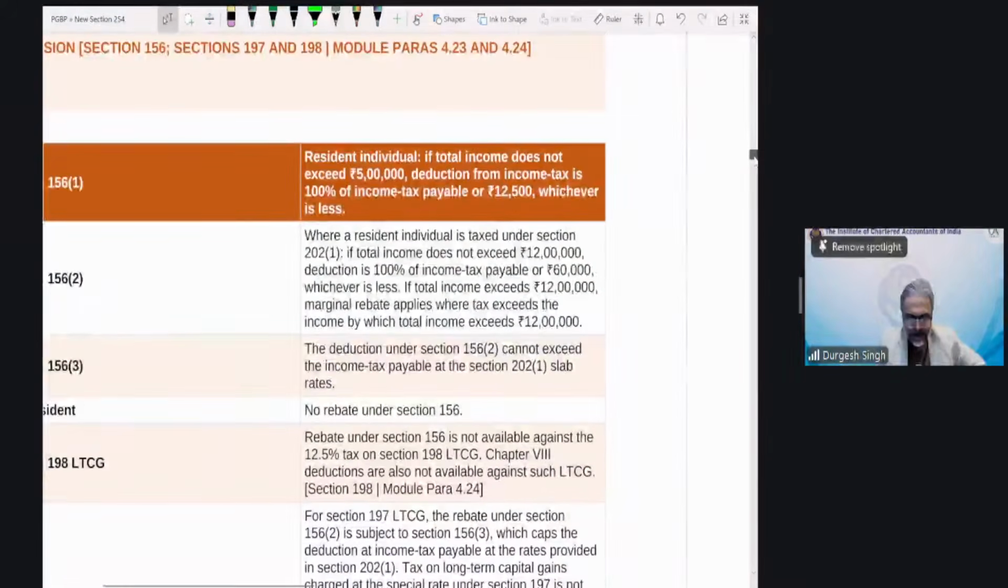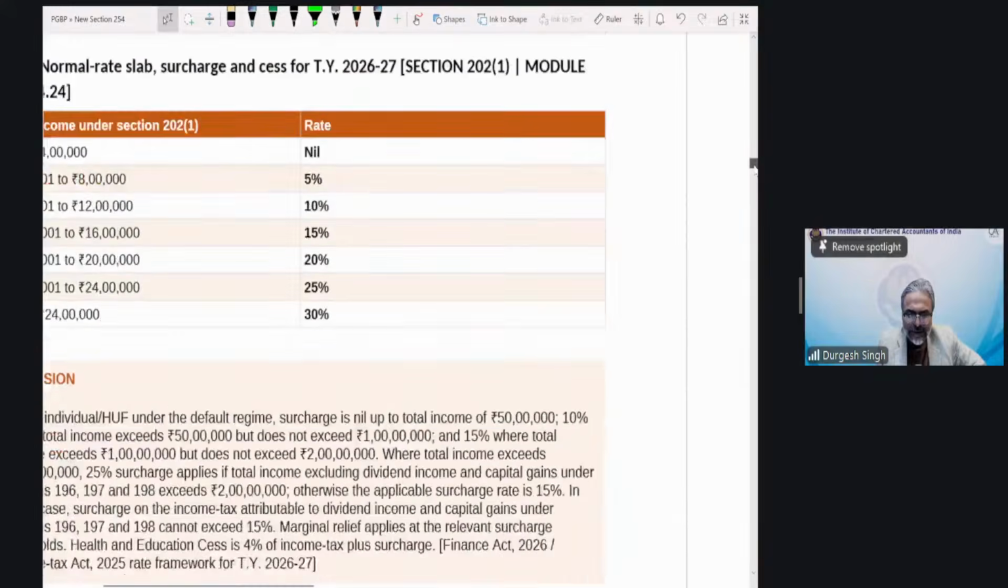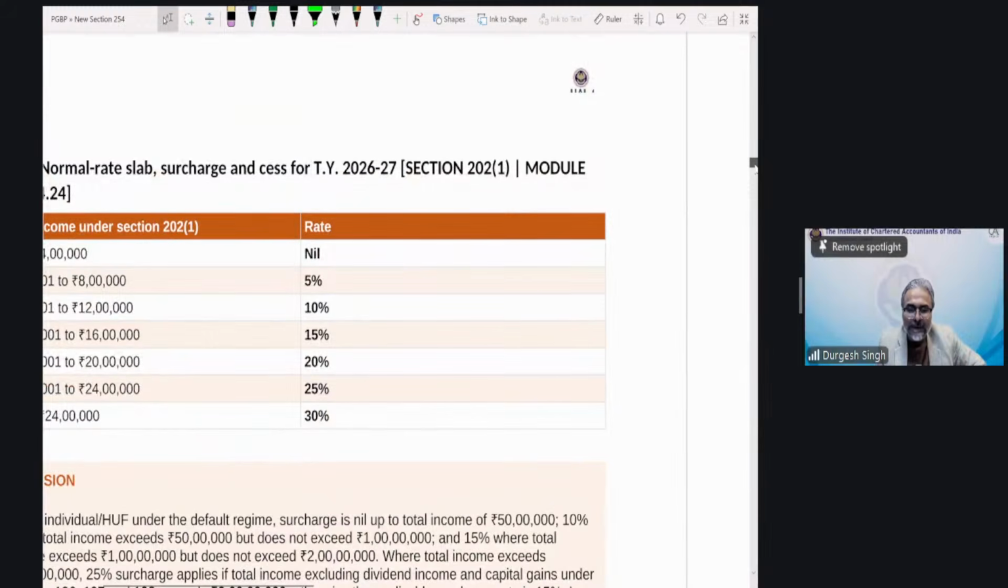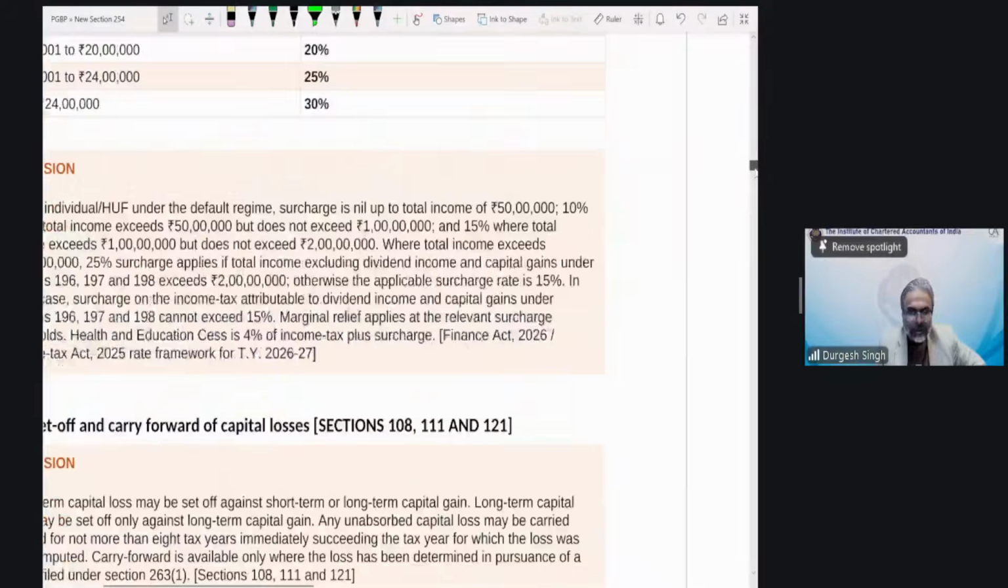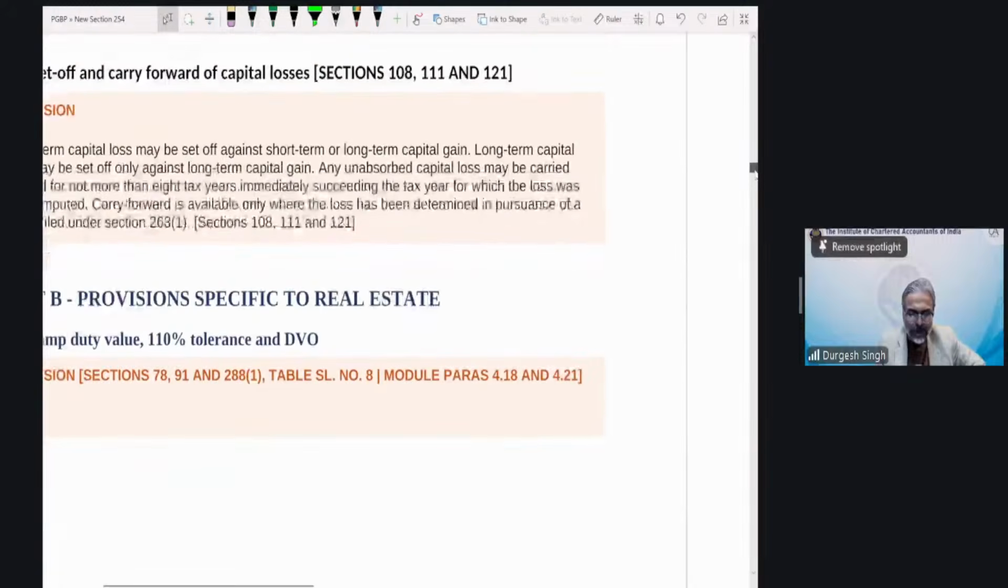Section 156 we discussed just now. What is that? Rebate. I already discussed that, but revise it through my chart. I have simplified it. The tax regime. What are the tax rates? The normal tax rate in the default tax regime has already been given to you. Set off and carry forward of losses, students, we'll do separately in that chapter. We don't have to worry about this.